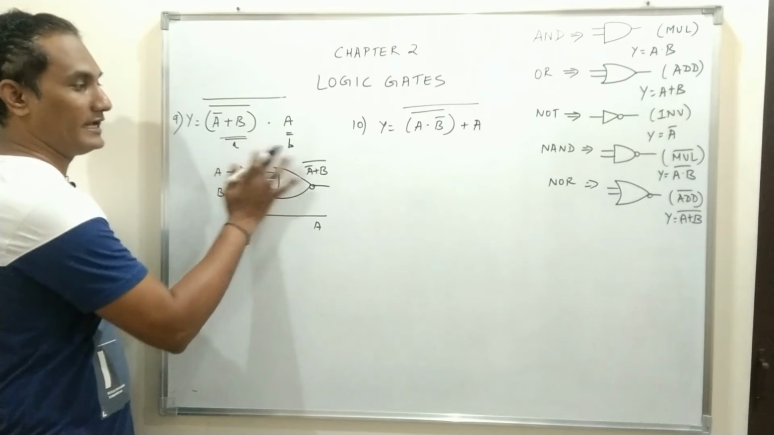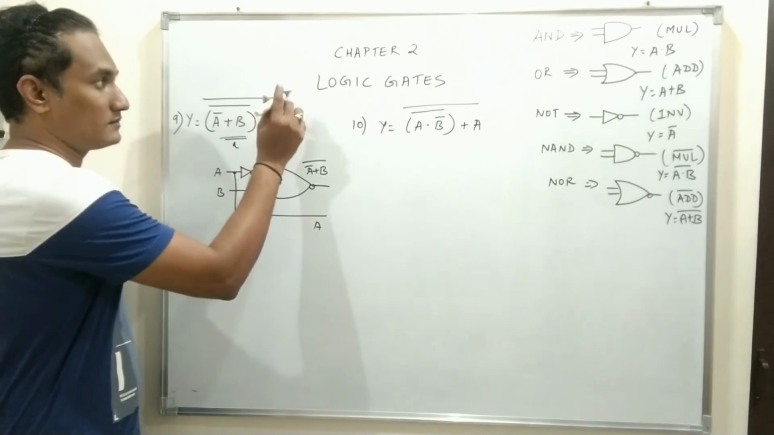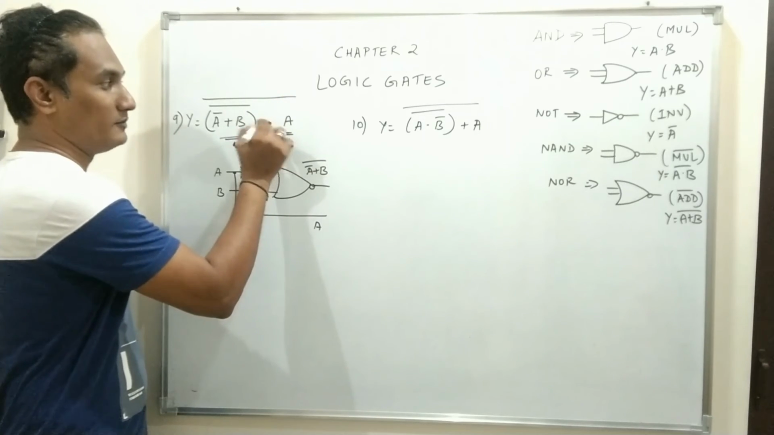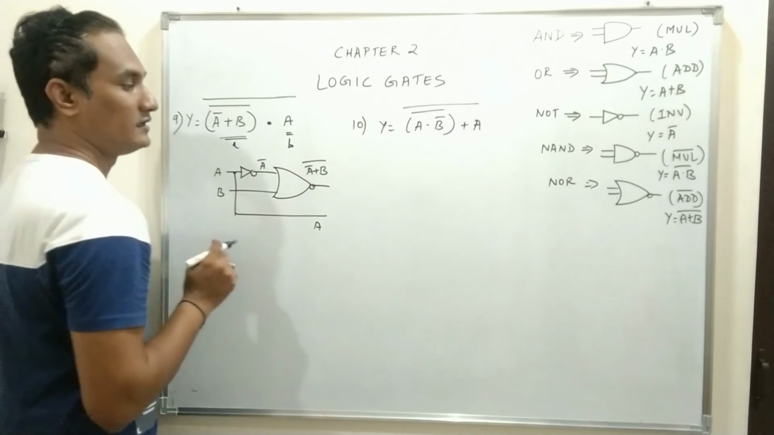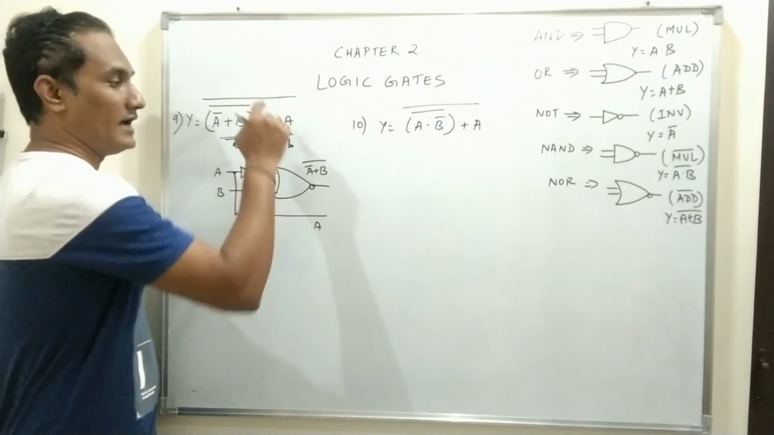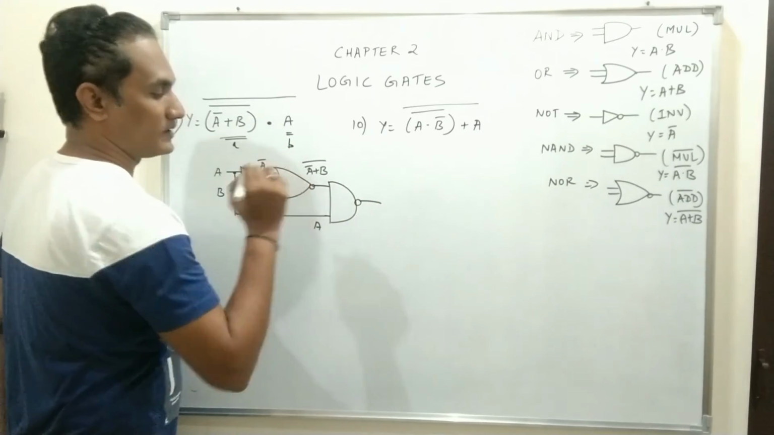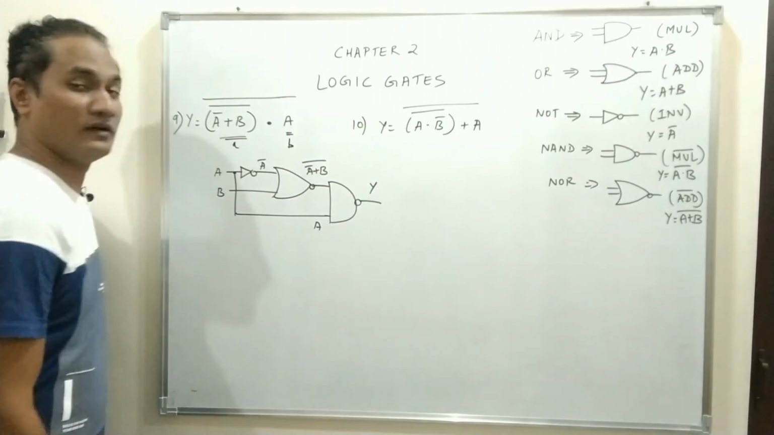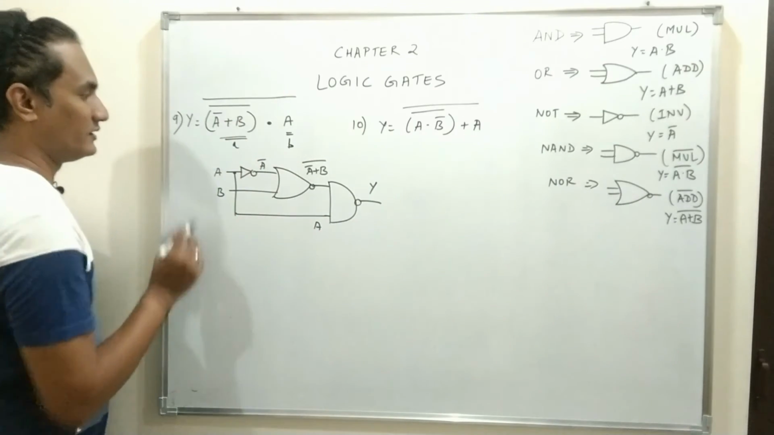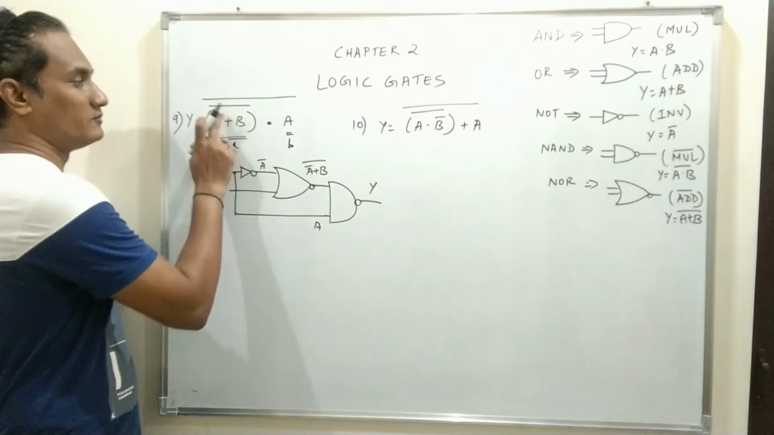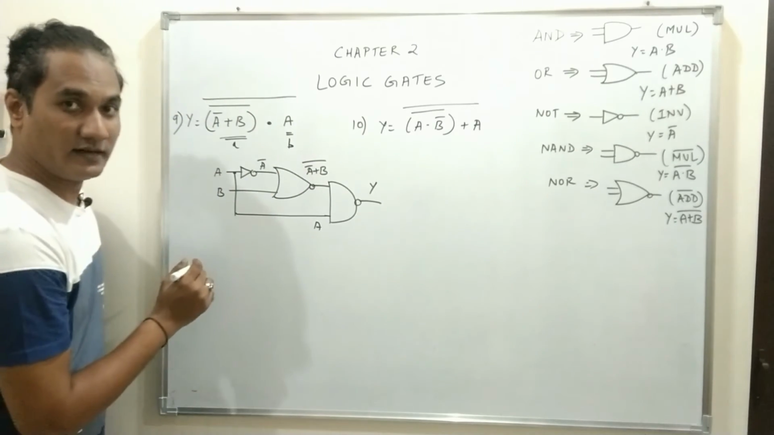So you have got both A and B, and how are A and B connected? Dot and whole complement over it. Dot means AND, and the complement over it indicates complement of AND, which is NAND. So it will be a NAND gate. So this is your output Y. This is the logic circuit for Y is equal to A bar plus B whole bar dot A whole complemented.